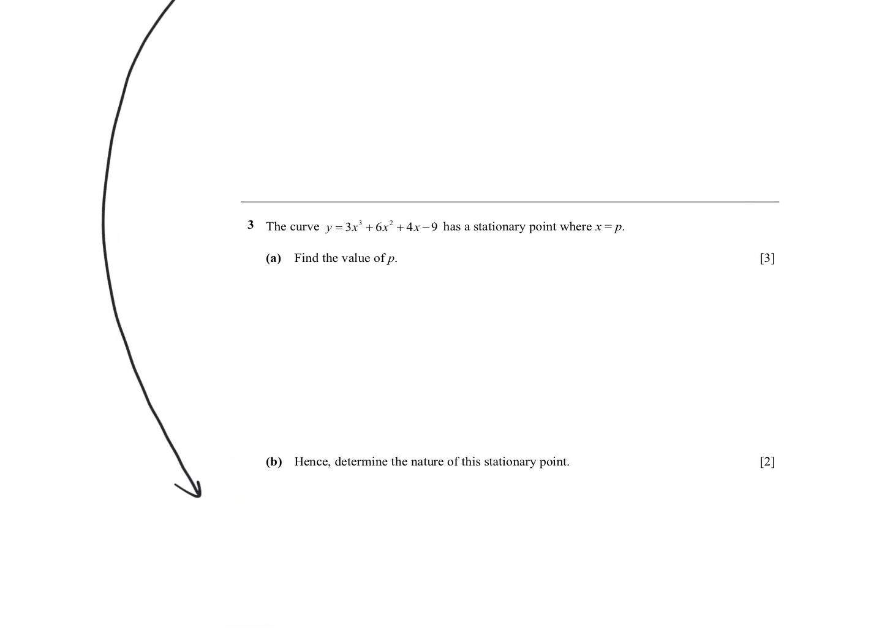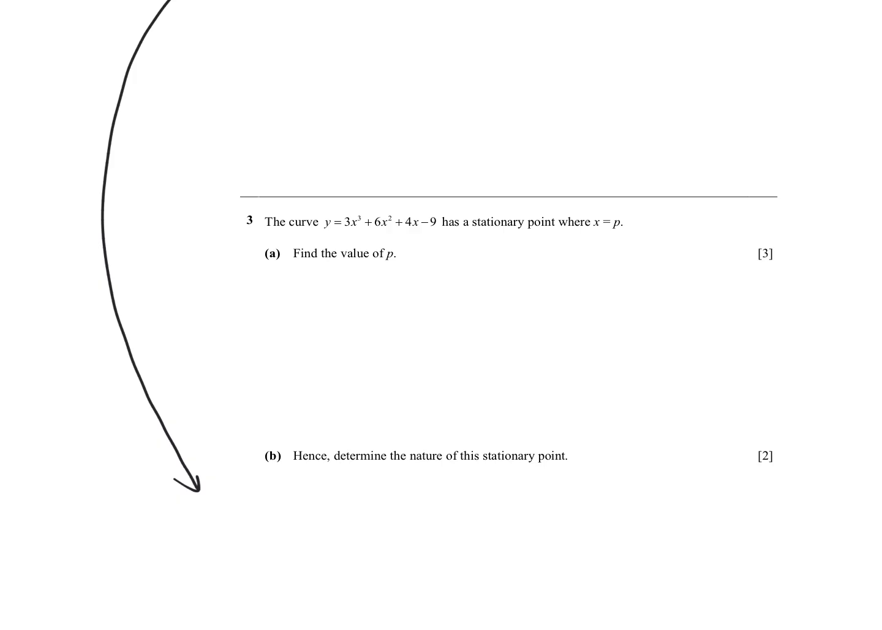Okay, but this one, they say this curve has a stationary point at x equals to p. So stationary point means what? Okay, so dy dx equals to 0. So I'm going to differentiate this. You get 9x squared plus 12x plus 4 equals to 0. So in order to solve for this, you need to sub in x as p.